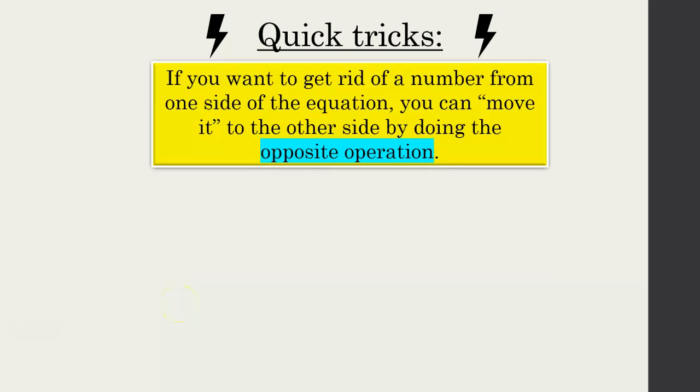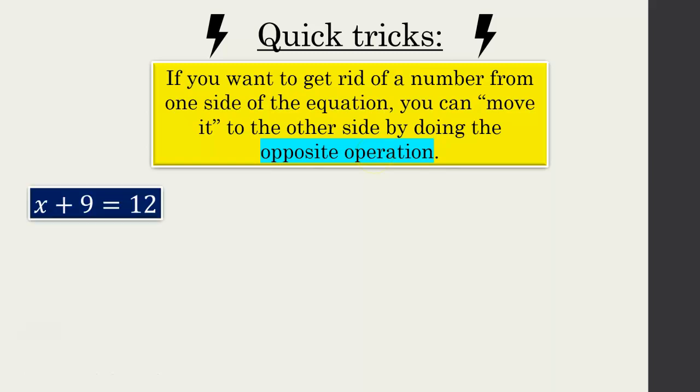So just some quick tricks following on from looking at solving equations that can speed up the process, and you're going to have to learn them eventually just because it saves a lot of time, and you need the time when you're solving these kinds of equations. So if you want to get rid of a number from one side of the equation, you can move it, quote unquote, to the other side by doing the opposite operation. And I'll explain what I mean by opposite operation.